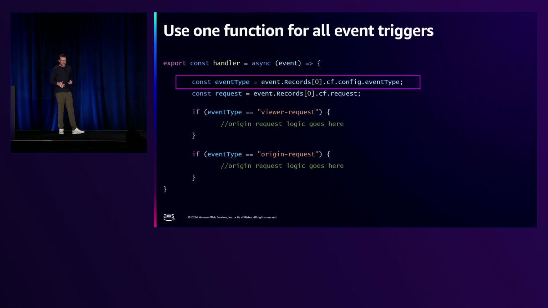CloudFront, as part of the event object that it passes into a Lambda@Edge function, tells you which event trigger is actually executing. And so you can put logic inside your function to say, this is the logic to run if this is a viewer request, or this is the logic to run if it's an origin request function.